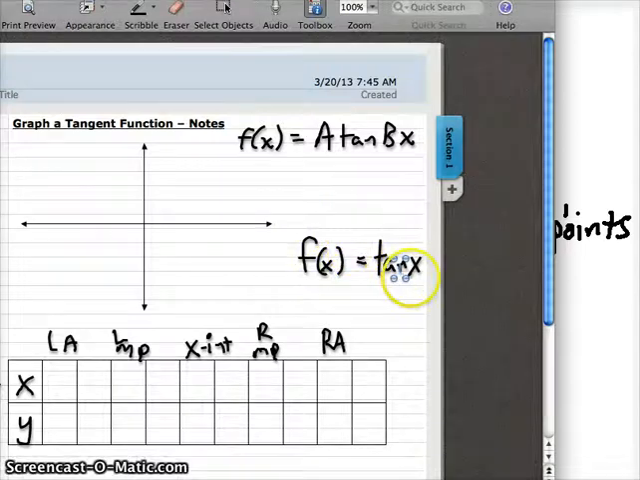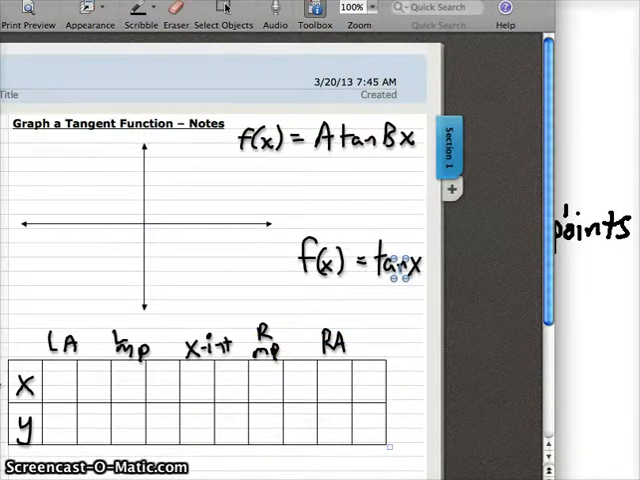So let's start with the most basic tangent function, which is tangent of x. We're going to want to find our left asymptote, I call that the LA, and our right asymptote. And they're actually going to be the same equation, except the right is going to be a positive value on our graph, and the left is going to be a negative value. But the value will be the same, they're just going to be opposites of each other.